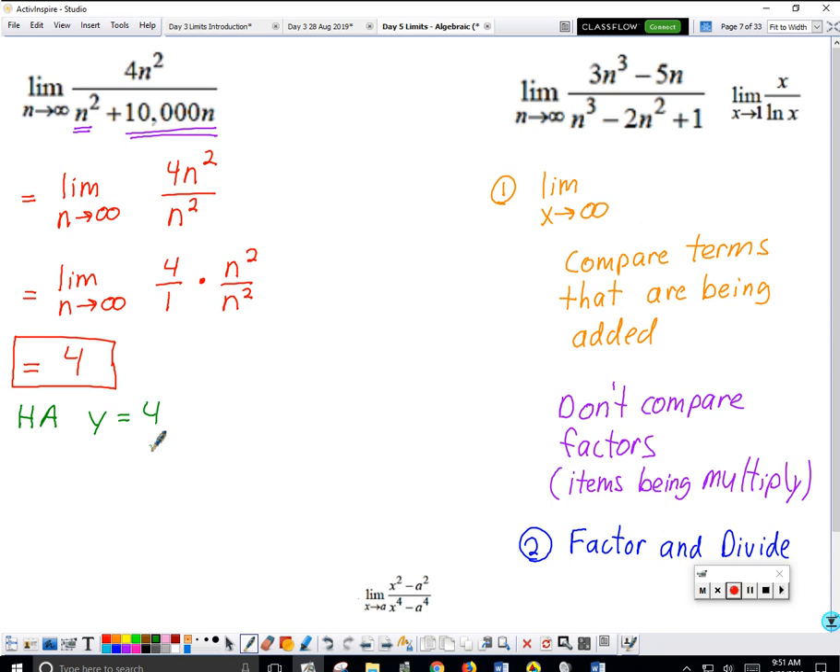So the limit's 4, but also the horizontal asymptote is also 4. So it's like two different answers, but they're the same. They have exactly the same meaning. They're found exactly the same way. They just test you both ways.